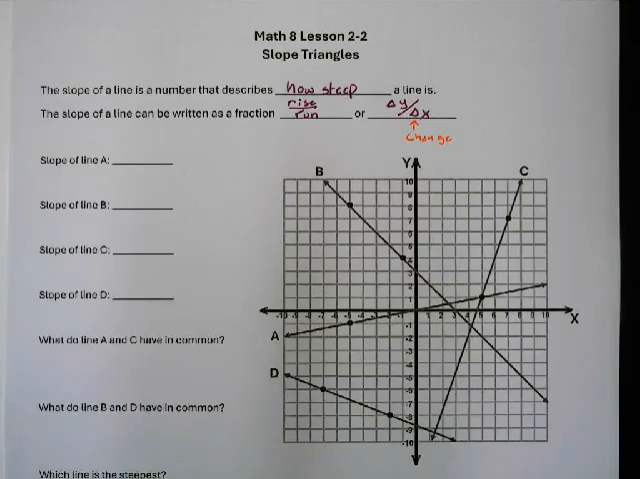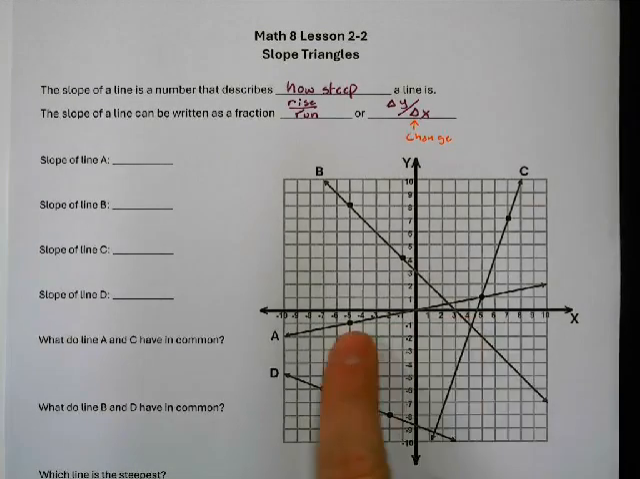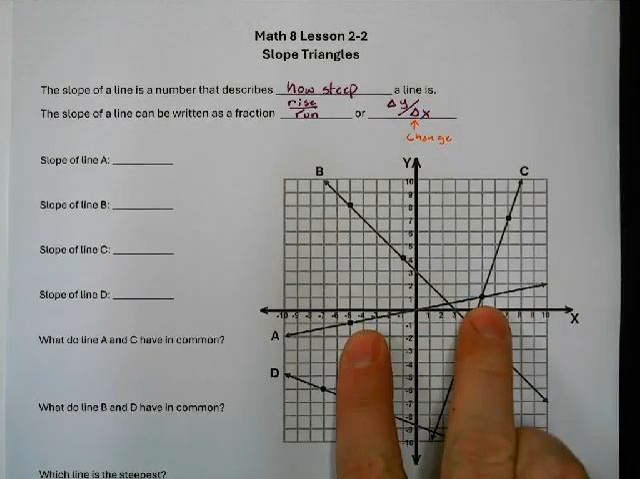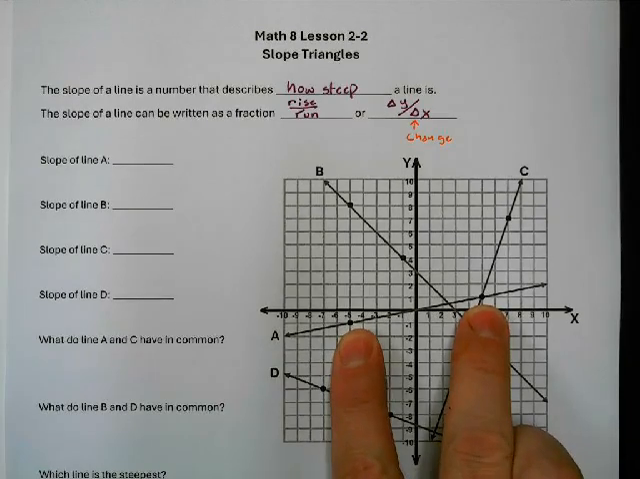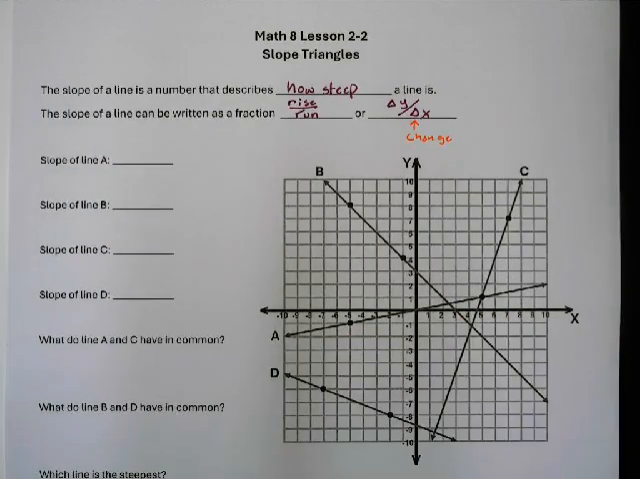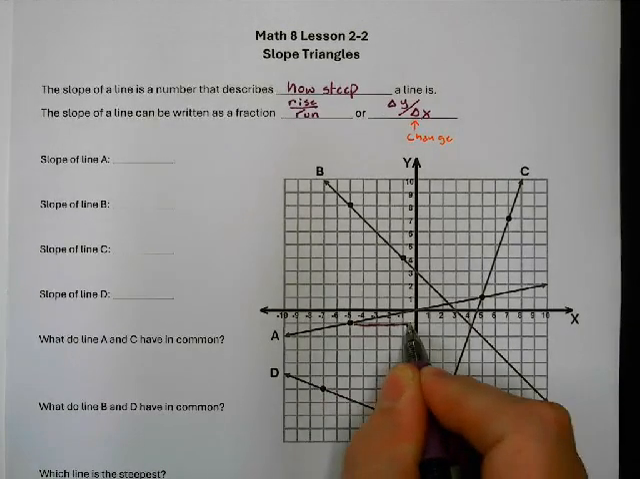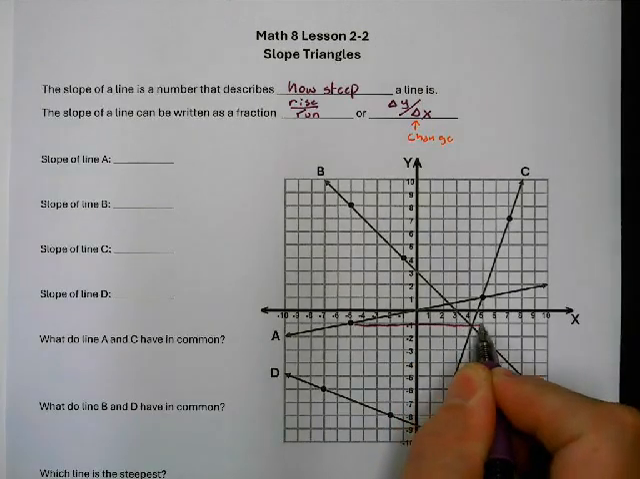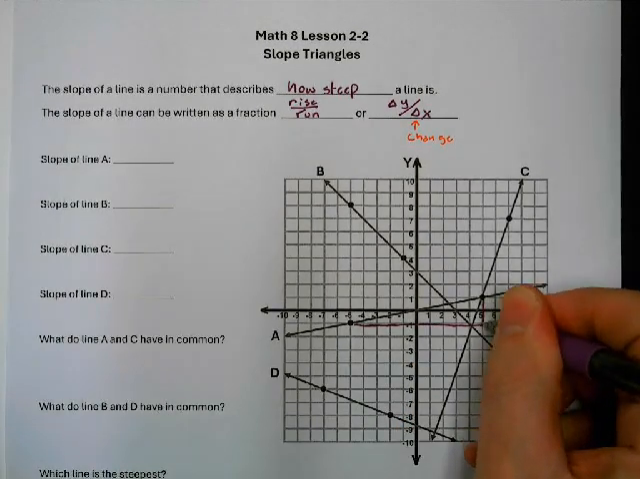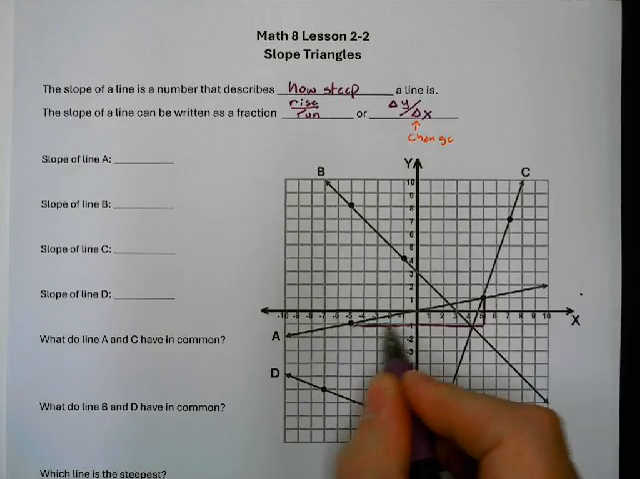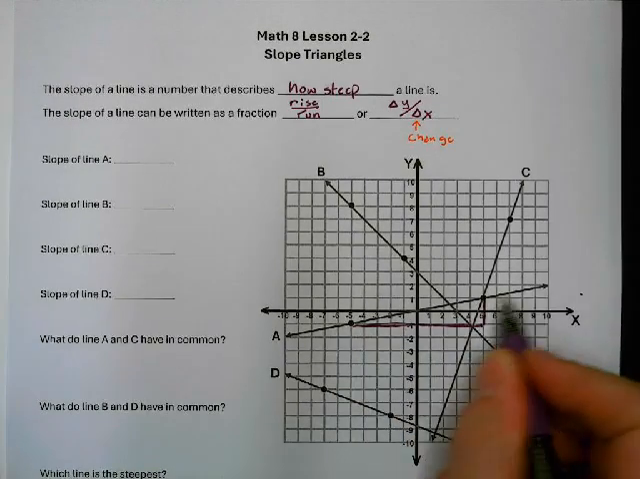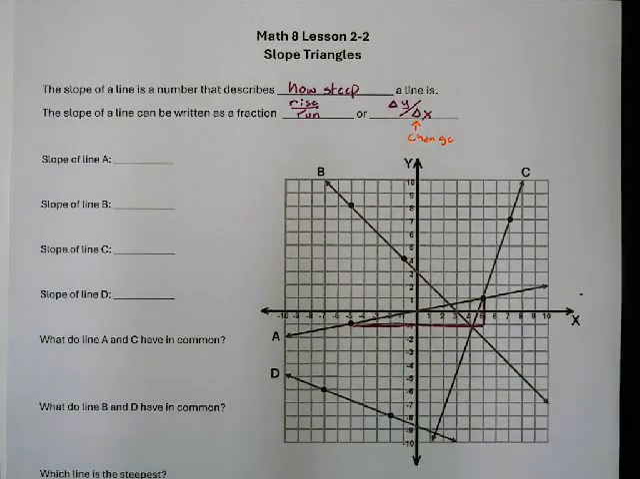So let's look at the slope of line A here. Here's line A, and we've got 2 nice little lattice points right there where we can make our slope from. What we're going to do is make a triangle between those 2 points. We'll make a horizontal line going this way, and then a vertical line going this way. And then the diagonal line itself makes this portion of the triangle.